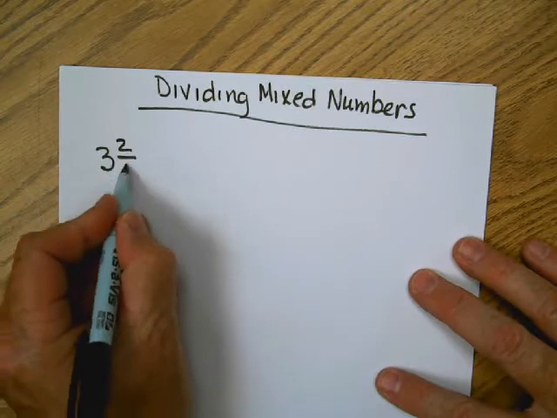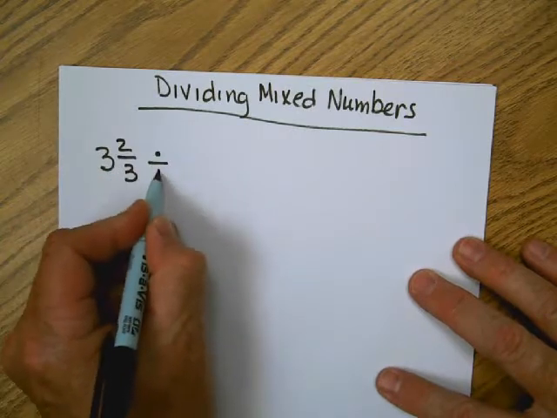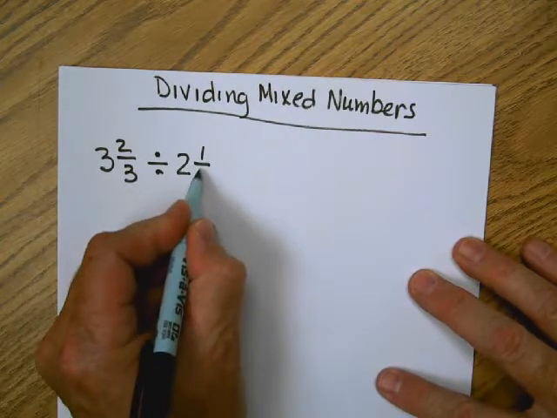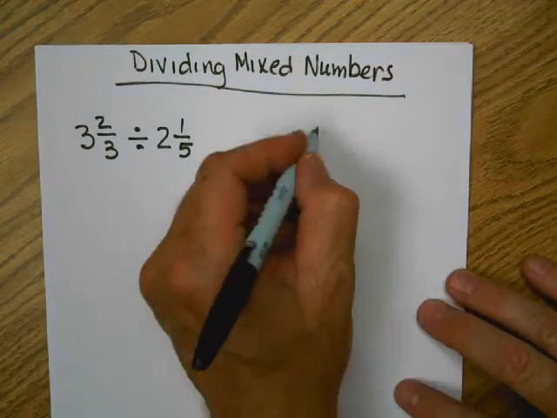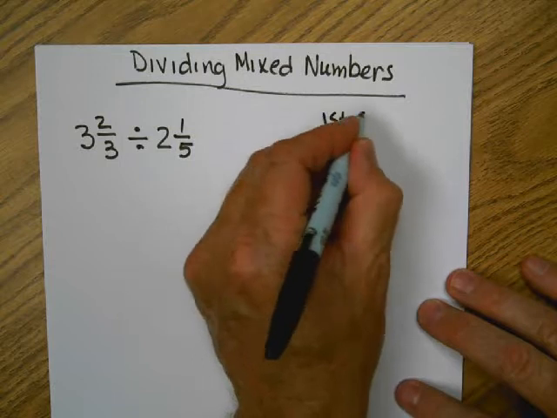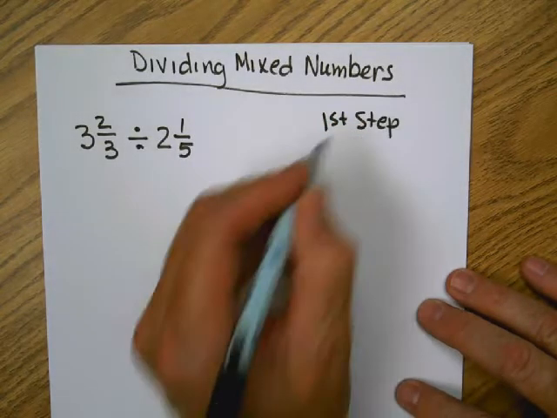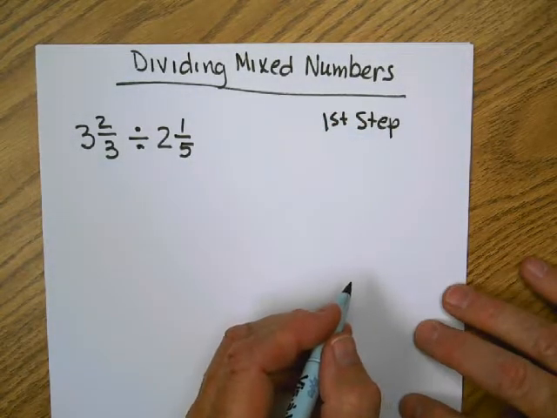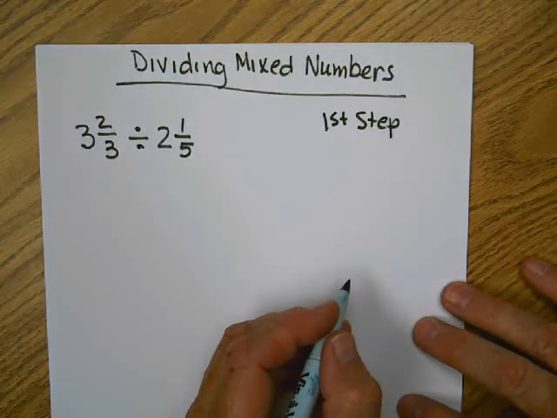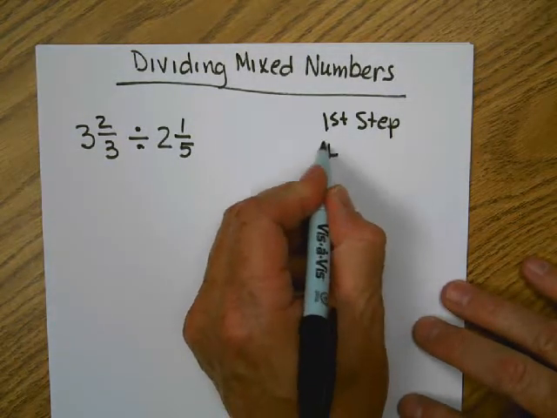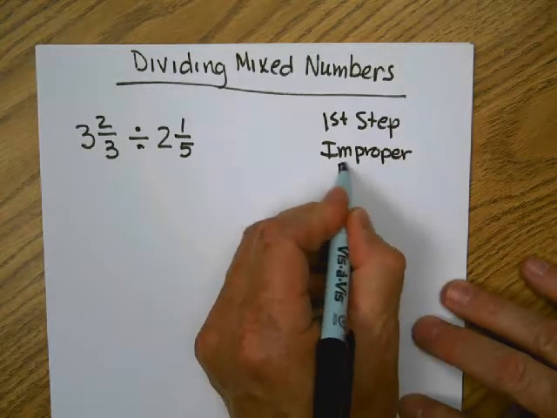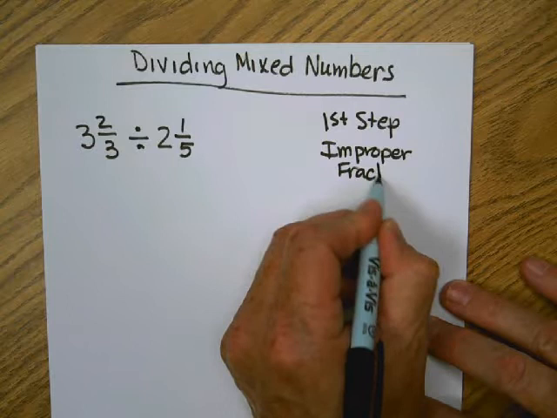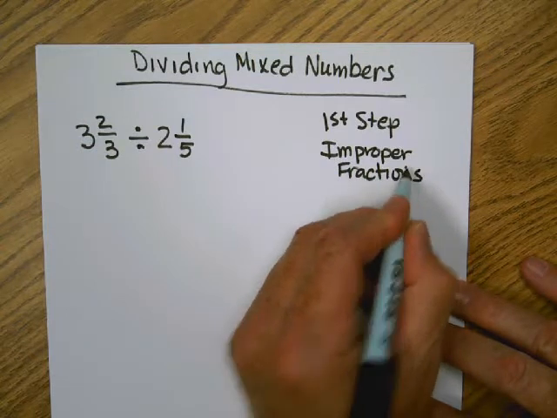Say we have 3 2/3 divided by 2 1/5. Our first step is to make both into what? We went over this in class. Improper fractions, you're right. Some of you might say, I already know how to do this. Well, then writing it down will reinforce it.